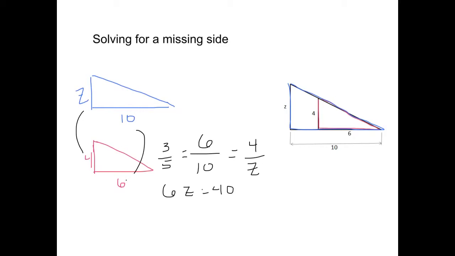1.33. So let's go ahead and finish up with the cross multiplying. I'm going to divide both sides by 6. 40 divided by 6 is the same thing as 20 over 3, which is going to give us 6 2/3, or 6.66 repeating.